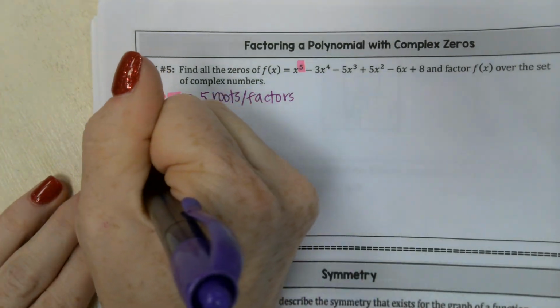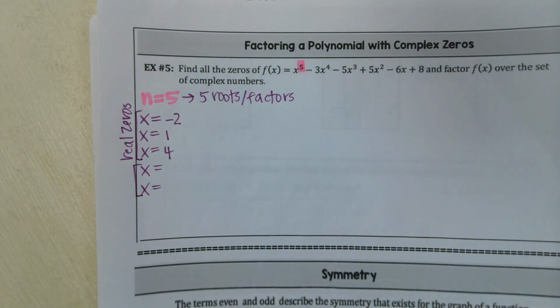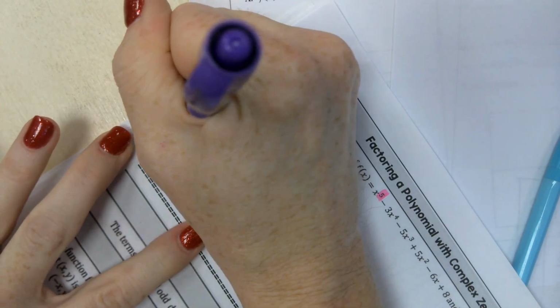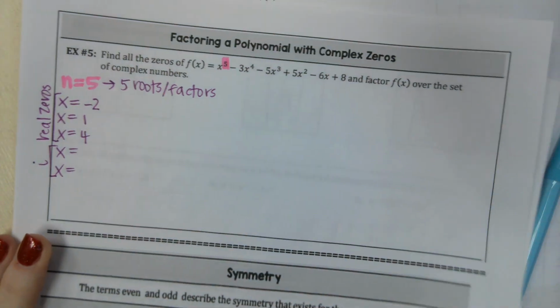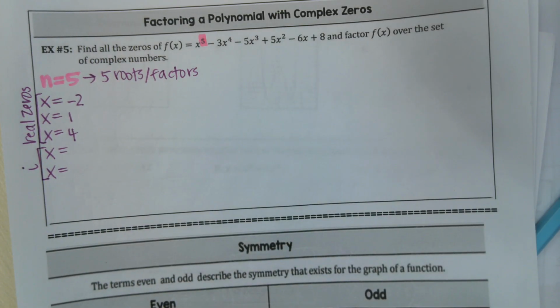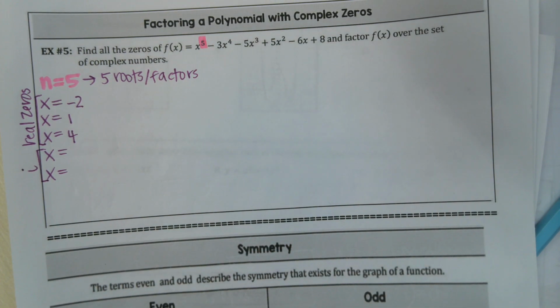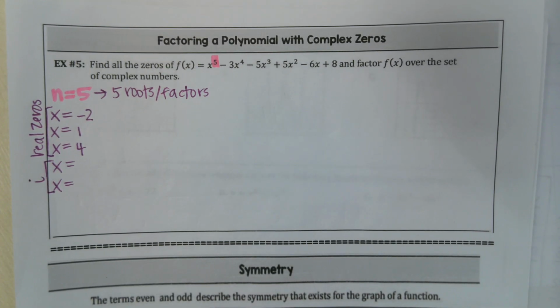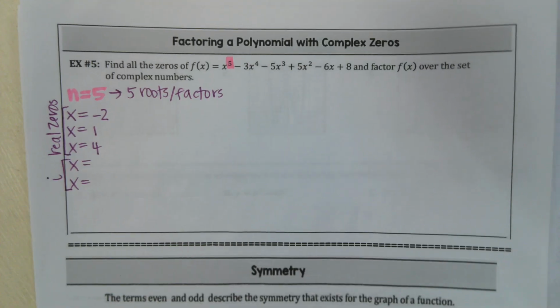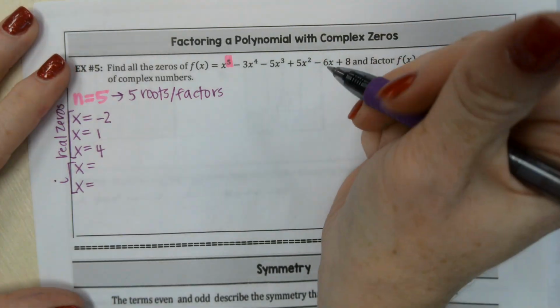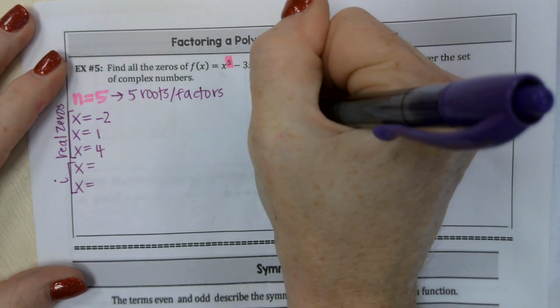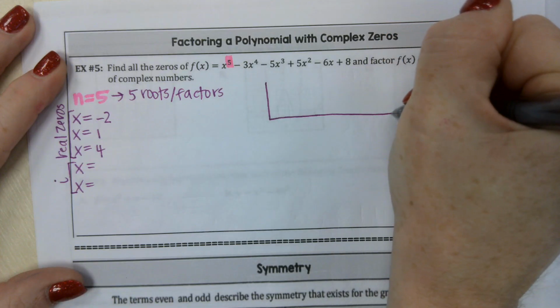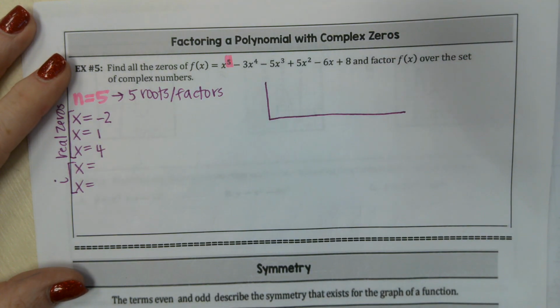So that means that the remaining ones, because I did not see it hit the x-axis, these two are imaginary. Well, I got to find those. So here is what I am going to do. Do you remember synthetic division? Sure. Here we go. I'm going to draw my upside down division bar.